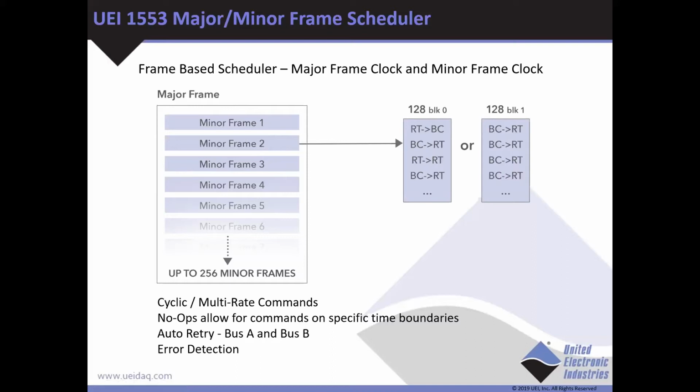The MajorMinor frame scheduler will send a command on one side of the bus and if it doesn't receive a reply, it will automatically retry on the other side of the bus. And it will also handle error detection.